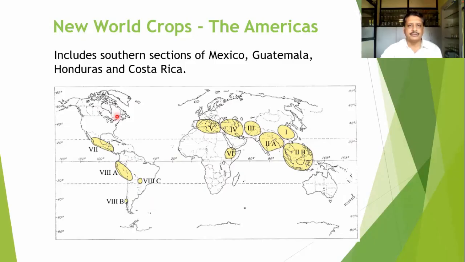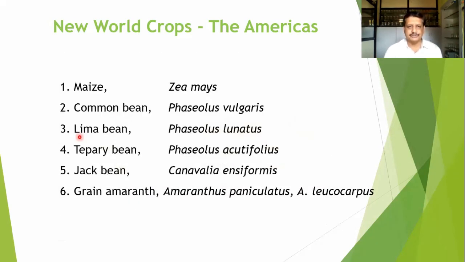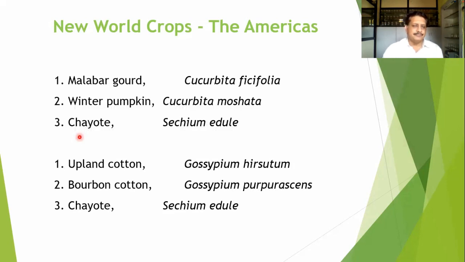It is particularly these two locations, the American locations, that is Mexico, Guatemala, Honduras, and Costa Rica. So these are the areas where you can find some species that have been grown, particularly maize, Phaseolus, Canavalia, and many varieties of Amaranthus. Cucurbitaceous plants are also common in those regions. Cucurbita ficifolia, Cucurbita moschata, then Sechium edule, Gossypium species, particularly the cotton species Gossypium hirsutum and Gossypium purpurascens.